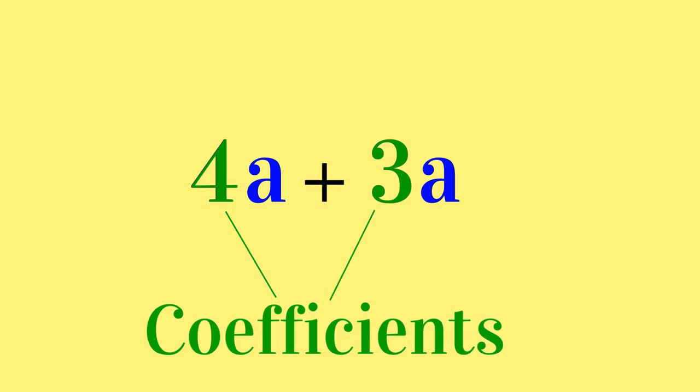coefficient. To simplify this expression, all we need to do is add the coefficients together. So 4a add 3a is 7a. So this expression can be simplified as 7a.